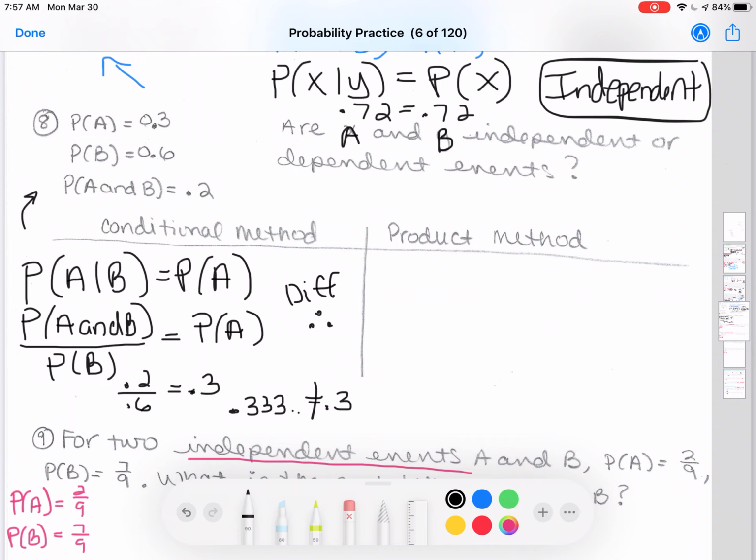Therefore, different, dependent. Okay, so that would be my answer. Remember, we're looking at those decimals. Now let's do the product rule. Now the product rule, I better get the same answer. I better get that they're different.